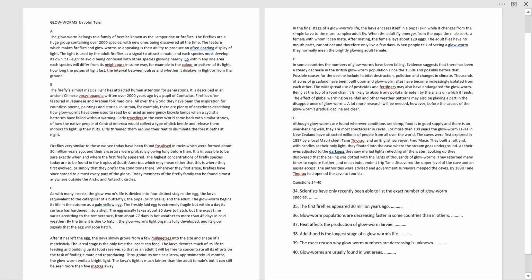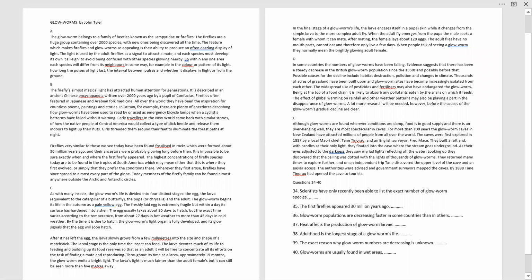That's the statement, right? Here we come down. Fireflies very similar to those we see today have been found fossilized in rocks which were formed about 30 million years ago. So they're talking about the fossils formed in the rocks, which were formed about 30 million years ago. They're not talking about the fireflies appearing 30 million years ago.